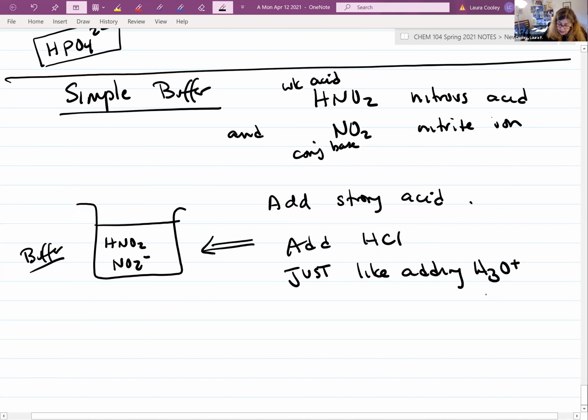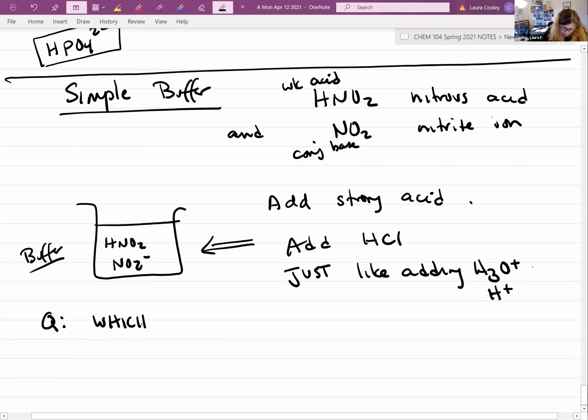So it's like adding H3O plus, or even you could call it H plus. It's the same thing, because that HCl is immediately going to give up its protons to water. It's going to dissociate, however you want to view it. So here's the question.